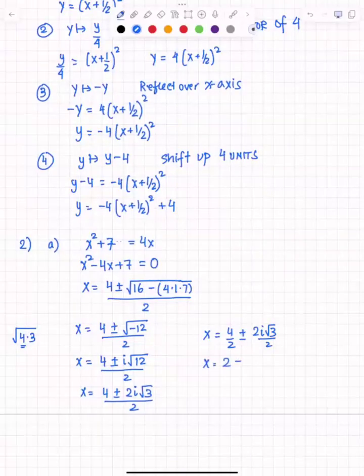4 over 2 is 2. The 2's cancel here, so it's 2 plus i root 3, or x is 2 minus i root 3. Okay.